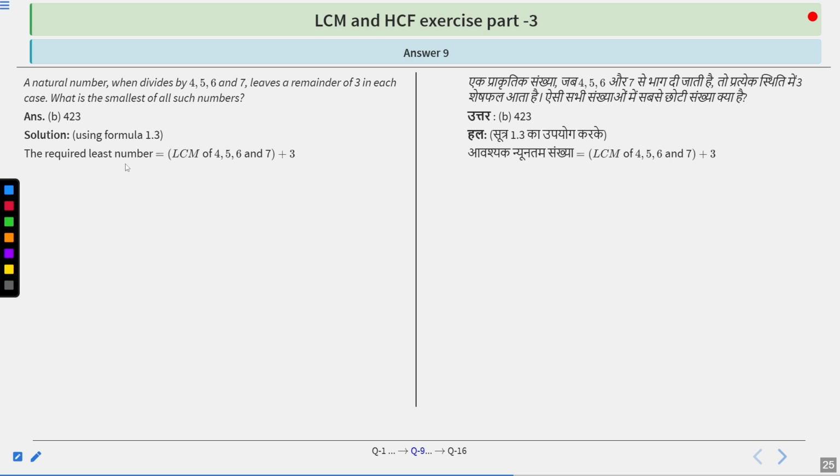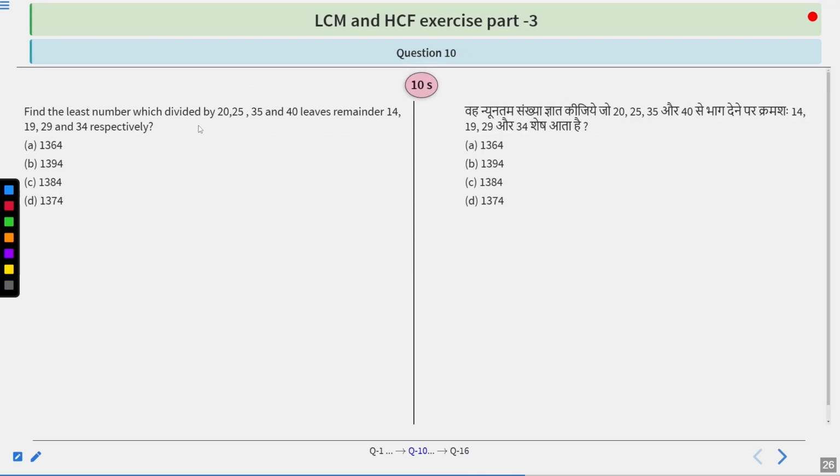Now, the required least number is the LCM of 4, 5, 6, and 7 plus remainder, that is 3. So, using formula 1.3, the LCM of 4, 5, 6, and 7 is 420, plus 3, that is 423, is the correct answer. Option B.